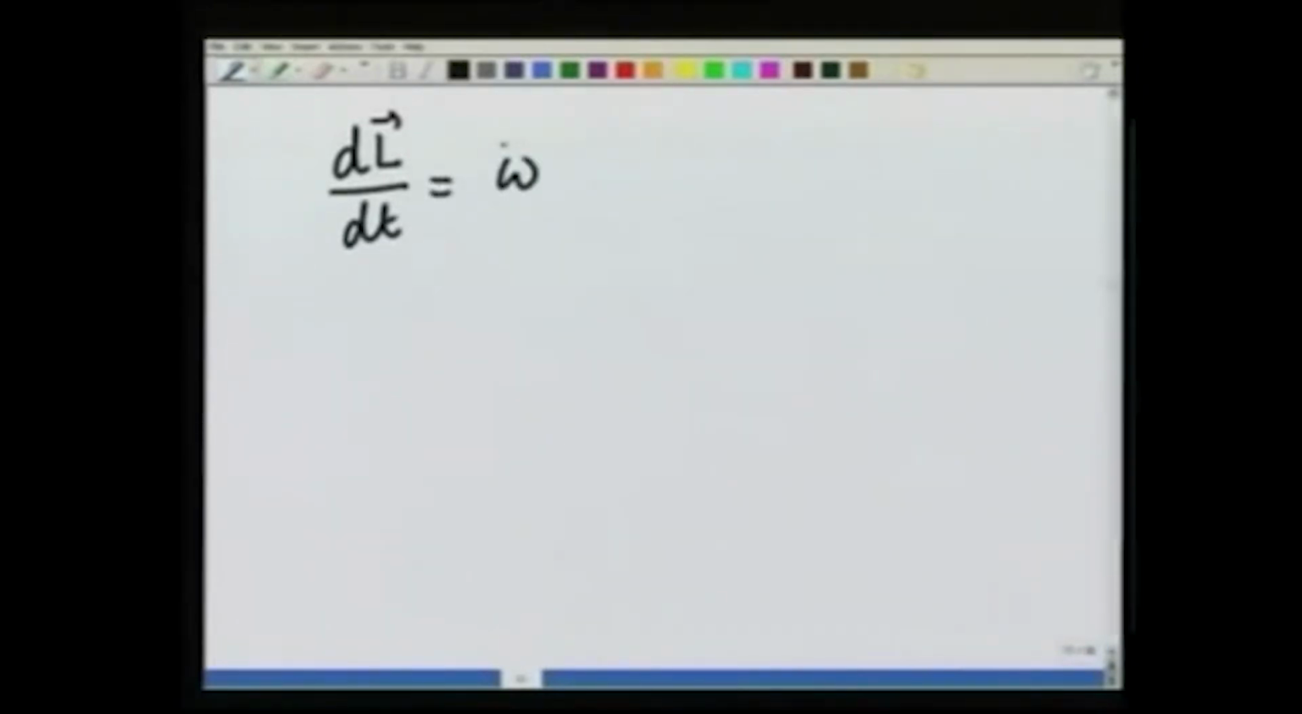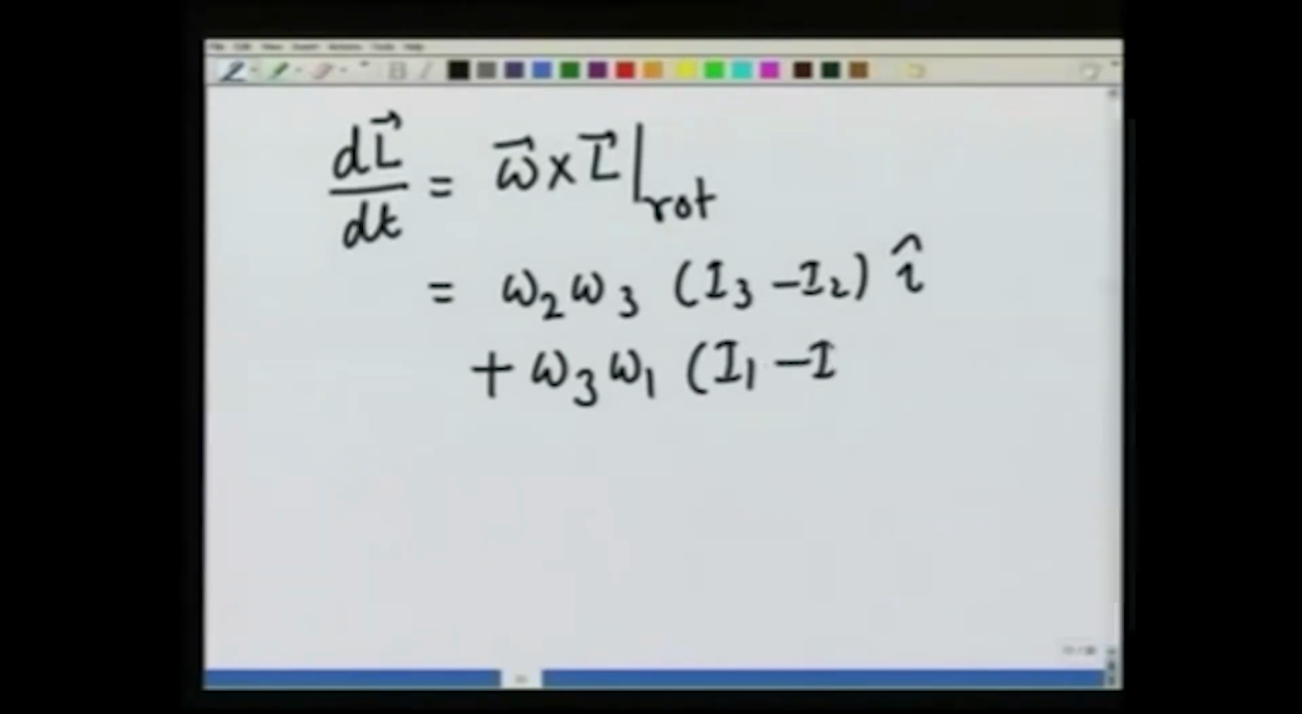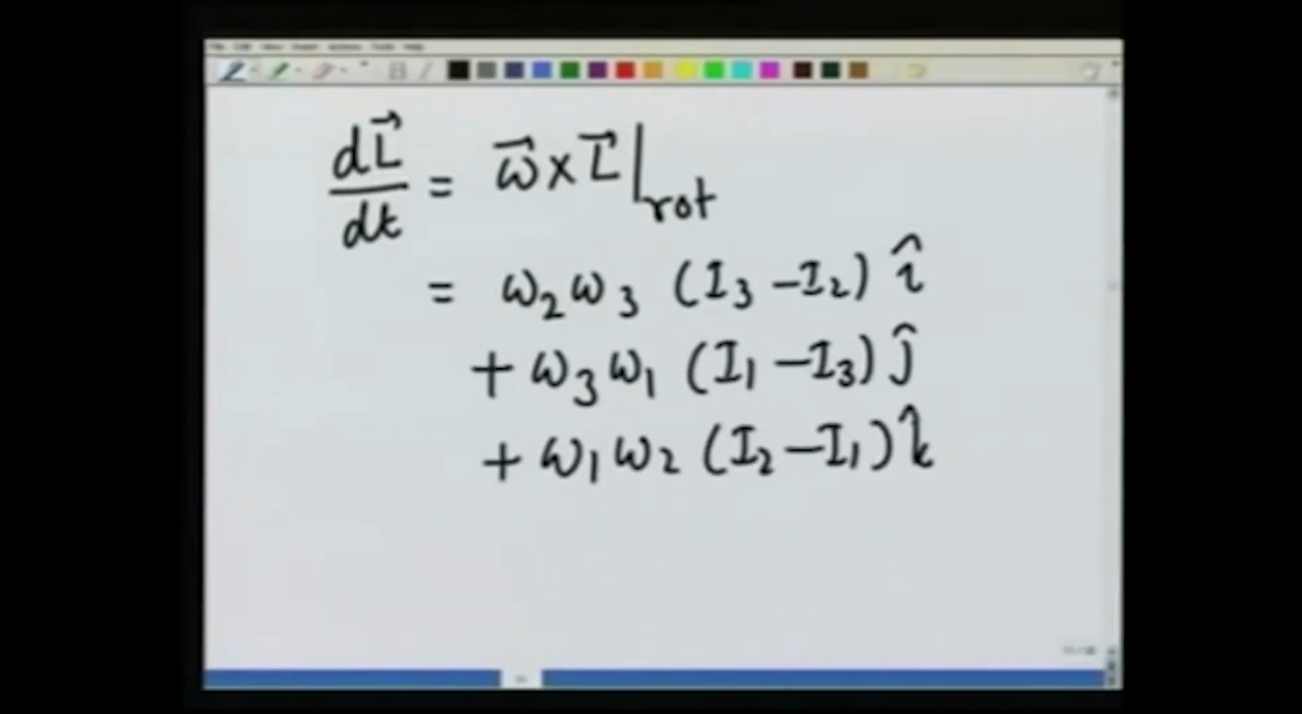So, what we notice is that in general, purely because of the rotation, only because of the rotation, the quantity, because L is rotating about omega, comes out to be omega 2 omega 3 (I3 minus I2) along the principal axis x plus omega 3 omega 1 (I1 minus I3) j plus omega 1 omega 2 (I2 minus I1) k at any given instant.